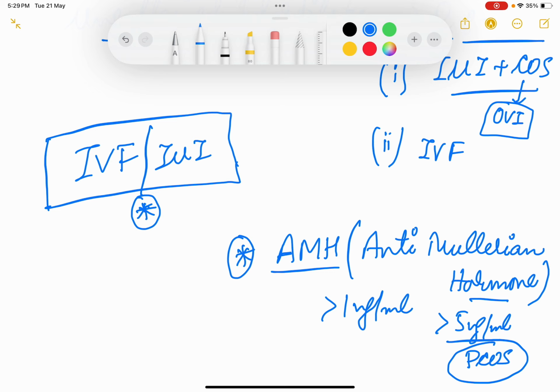So these are all the evaluations which we do in patients of female infertility.